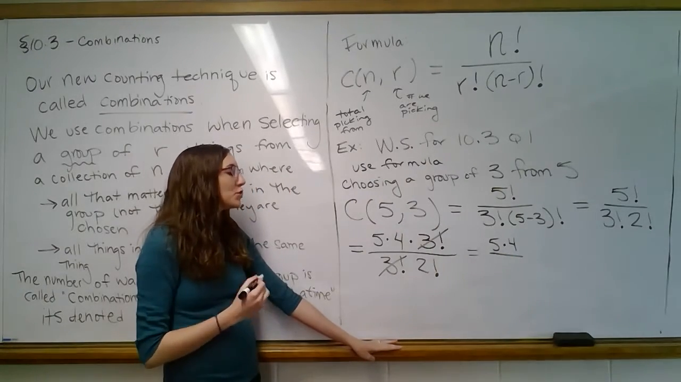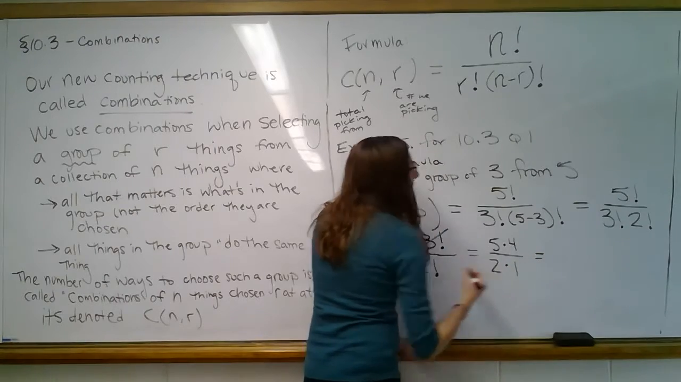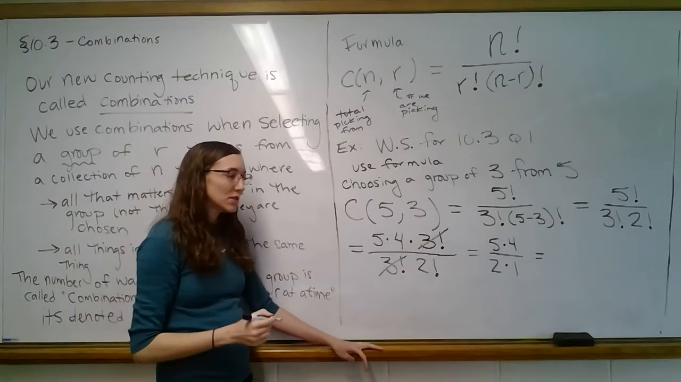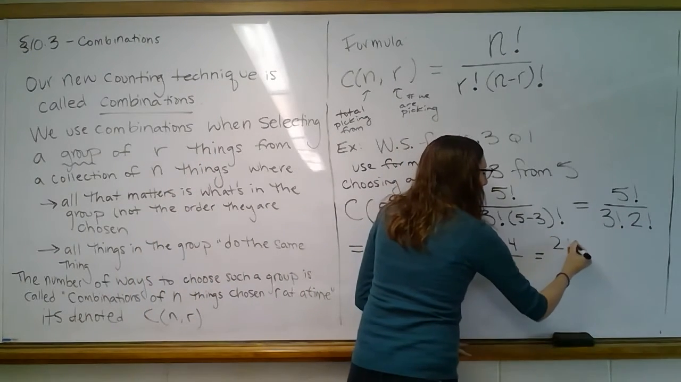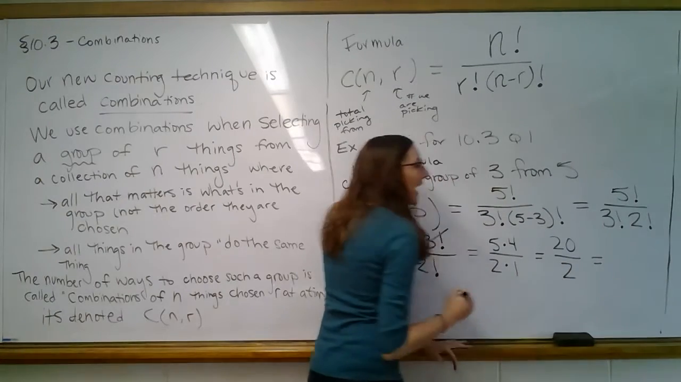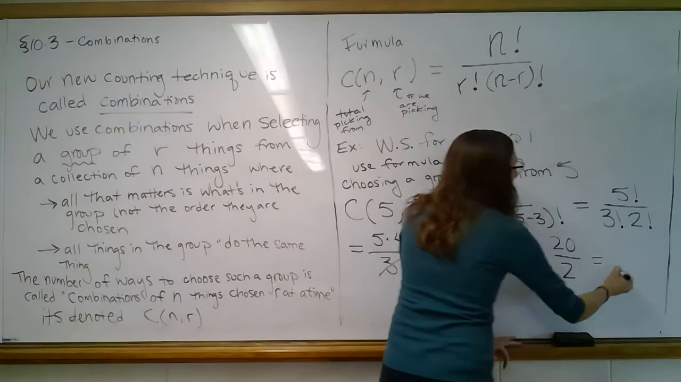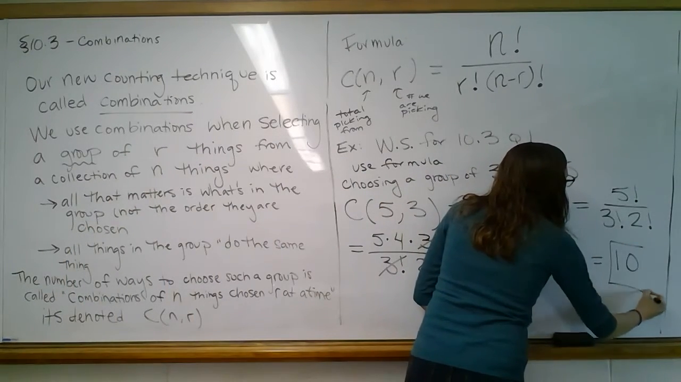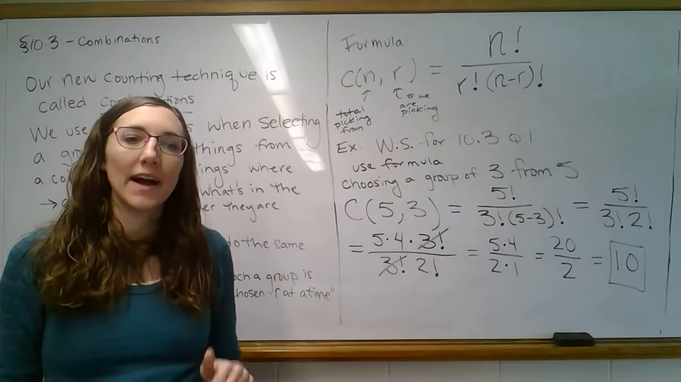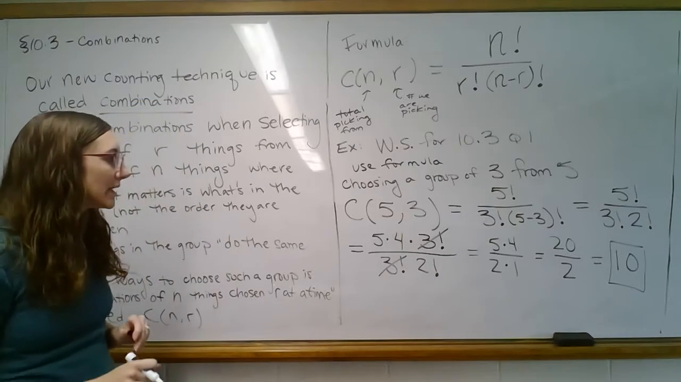And then in the bottom, I have 2 factorial, which is 2 times 1. And then we can simplify the top and the bottom. So in the top, 5 times 4 is 20. And in the bottom, 2 times 1 is just 2. So then last, doing the division, 20 divided by 2 is going to be 10. Which is a good thing, because that's the answer that we had found before. So we're finding that answer in a different way, which is pretty cool and exciting.